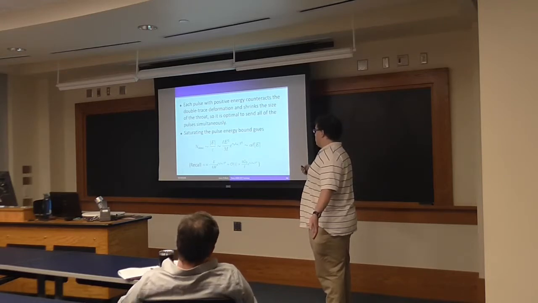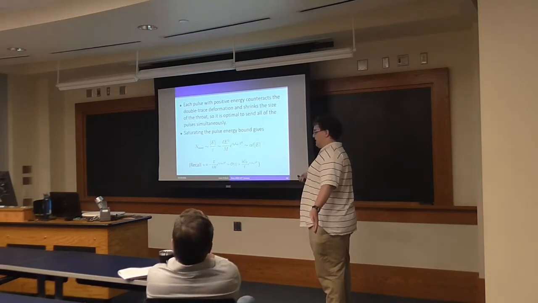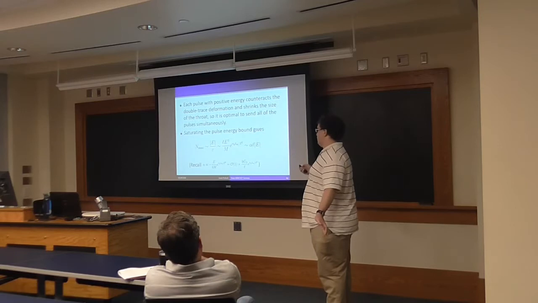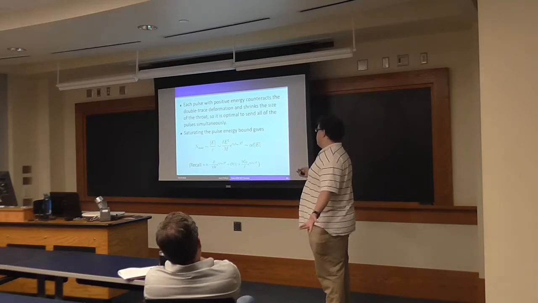So the best you can do is sending all of the signals right at the same time, so they all feel as large a throat as possible. Saturating the bound is just saying n max goes as the energy of the shock over the energy of each signal, which scales as alpha times L times E. So this is the best you can do.